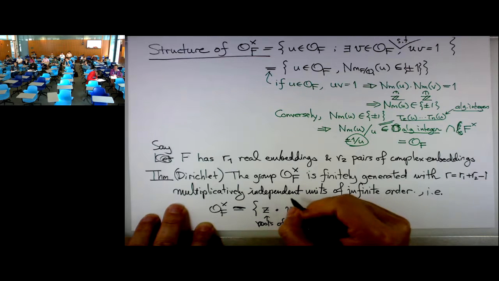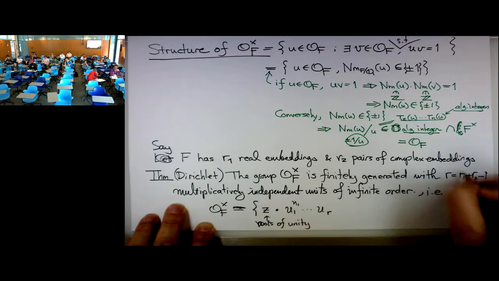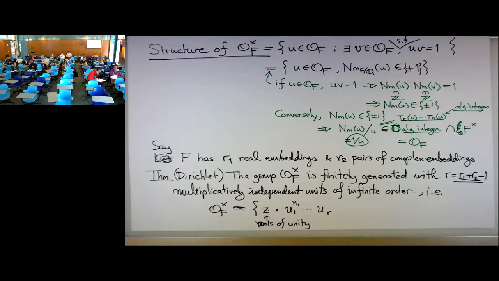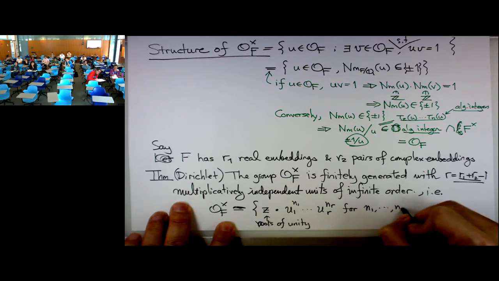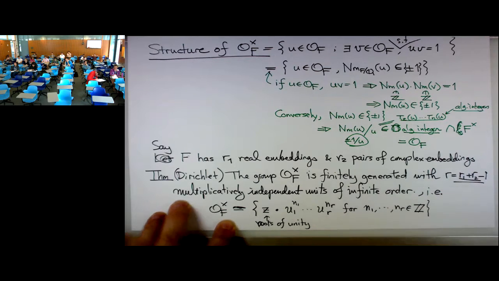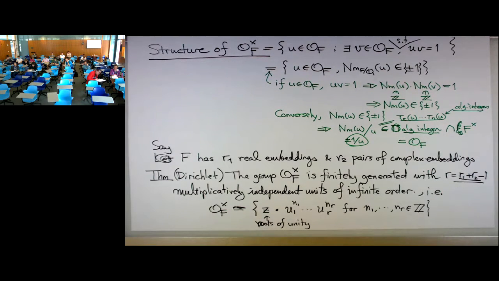Times some U1 and 1. R being this sum of real embeddings, number of pairs of complex embeddings minus 1. So basically, there exists some so-called fundamental units U1 through UR. So the other units are just products of these, up to some powers, up to some roots of unity.